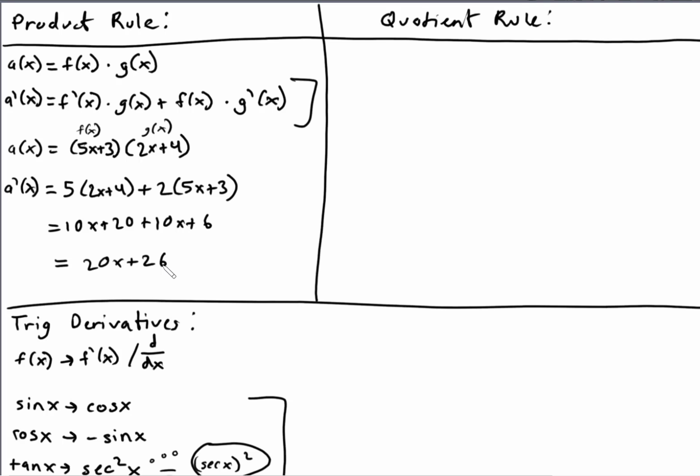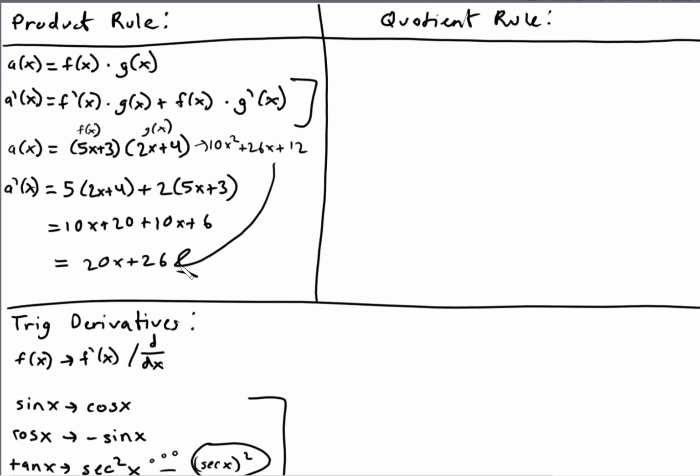Now, you'll notice that if you were to FOIL this out, you'd get the same answer, and you can really quickly check this out. So what is the FOIL version of this? Well, let's just do 10x squared plus 20x plus 6x, or plus 26x plus 12. Using the power rule, we end up with the same answer.